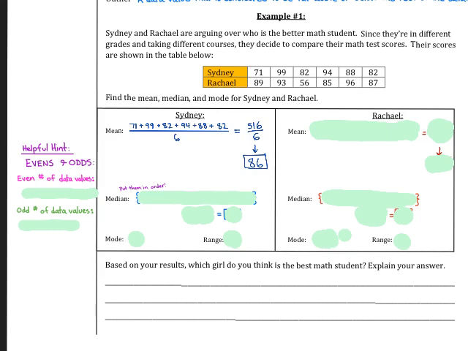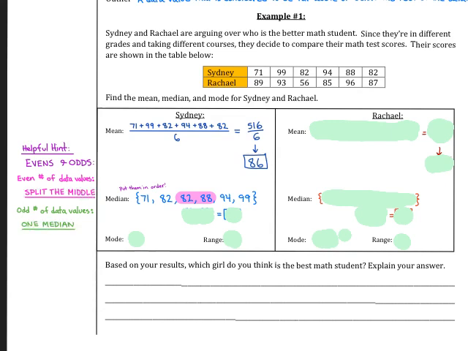Okay, so her median. Remember, the first thing you want to do with median is put them in order from least to greatest. So we have 71, 82, 82, 88, 94, and 99. They are in order. You can see we're going to have a mode here, but that's what we get. So with an even number, and I put this over here too. Let me erase this.